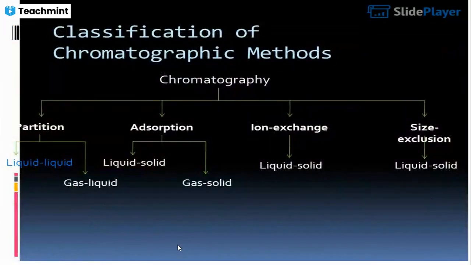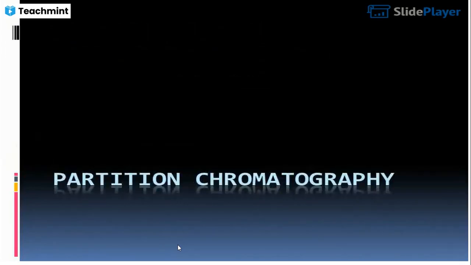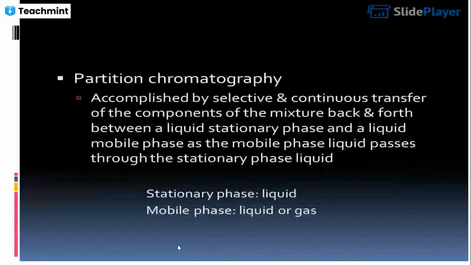Classification of chromatographic methods. Chromatography: partition, adsorption, ion exchange, size-exclusion. Liquid-liquid, liquid-solid, gas-liquid, gas-solid. Partition chromatography.